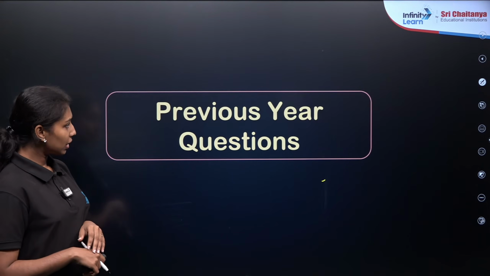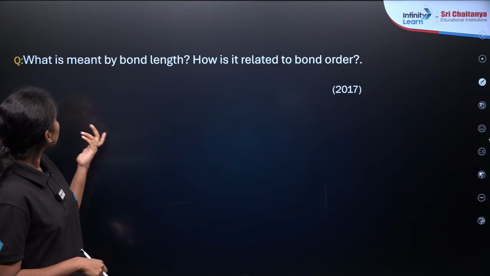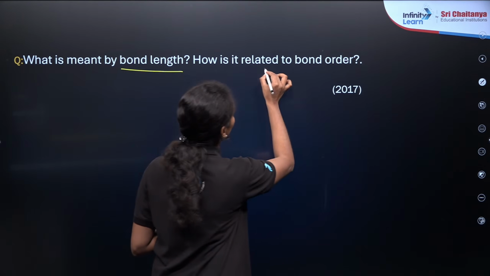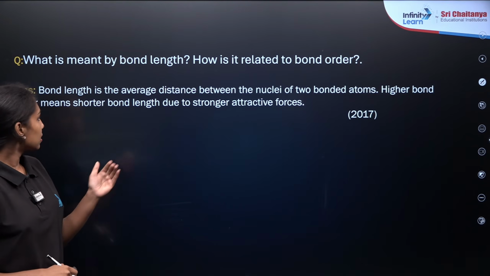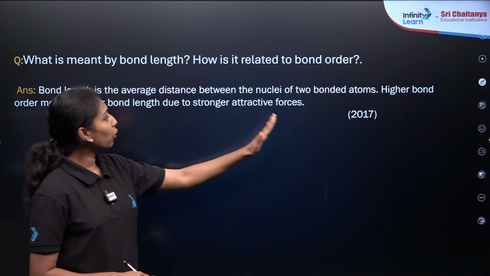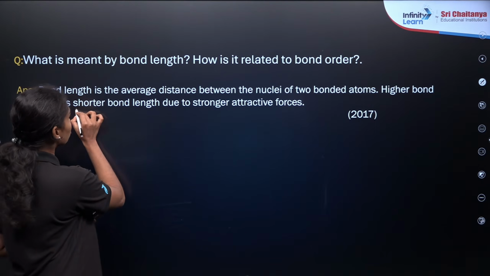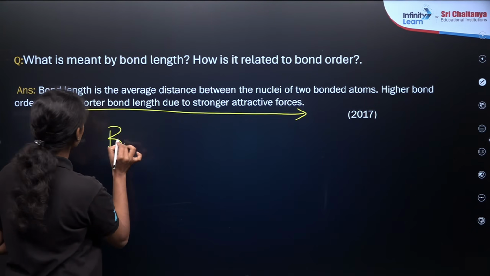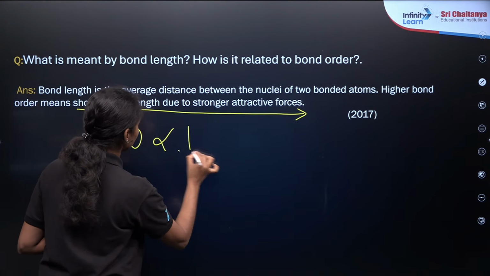So here is a previous year question, just repeating again about the case of bond length. What is meant by bond length and how is it related to the bond order? We have already seen this, right? Bond length is defined as the distance between the nuclei of two bonded atoms. Higher bond order means shorter bond length due to the strong attractive forces. In other words, we can say bond order is inversely proportional to bond length.